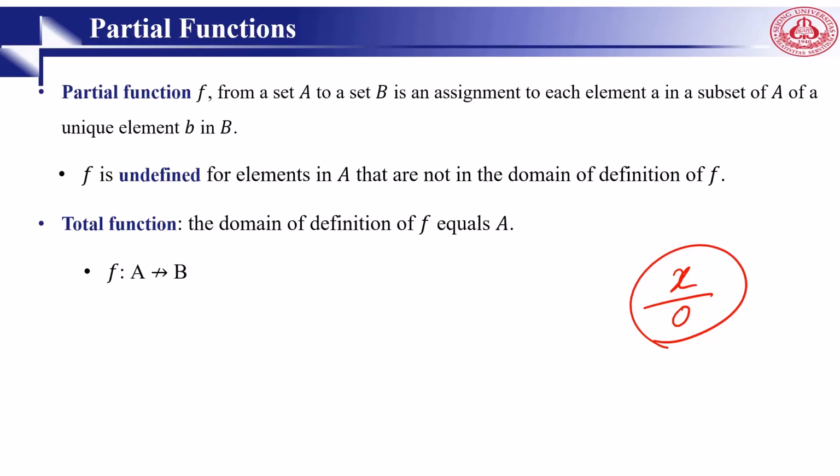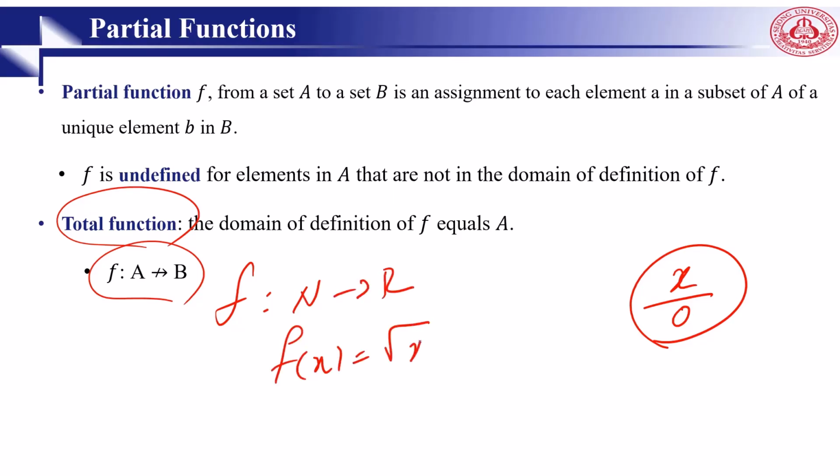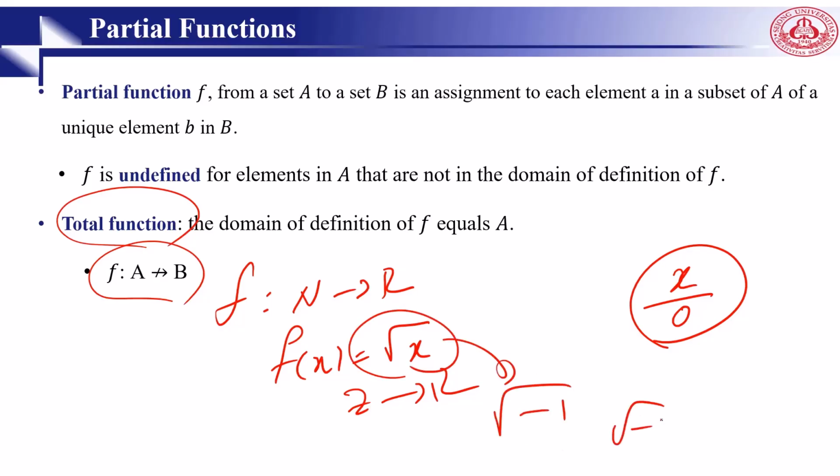The sets A and B are called the domain and codomain, like before. And also we say that f is undefined for elements in A that are not in the domain of definition of f. When the domain of definition of f equals A, it is called a total function, and we show it like this. For example, f from Z to R, where f(n) equals the square root of n, is a kind of partial function, where the domain of definition is the set of non-negative integers. So here we should say that f is undefined for negative integers, for example, for -1 or -2.